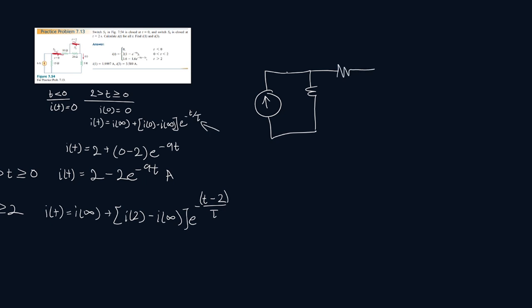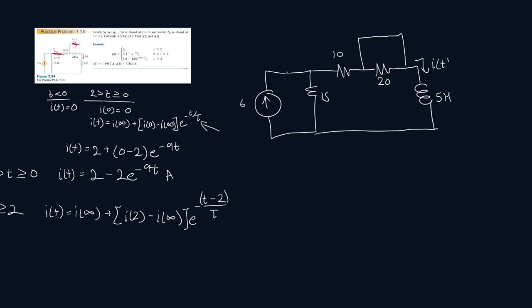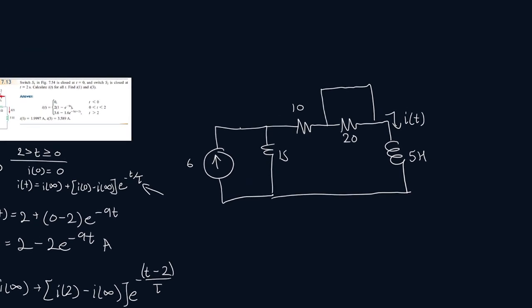Wait, hold on. And then since switch 2 is on, it's going to be this portion. And then let's put the values: 20 ohms here, 10 ohms here, 15 ohms here, 6 amps here, and 5 henries here. And then we have I of t passing through here. Now, we can pretty much ignore this 20 ohm resistor. The reason is because all current will pass through here, because there's no resistors here. And current will choose the path with no resistors if it's available. So our circuit will look like this, actually.